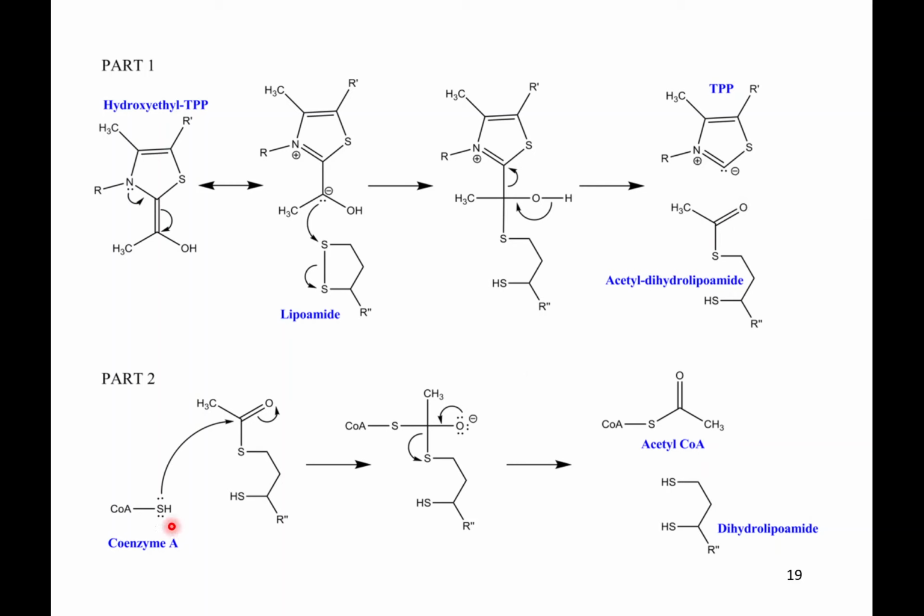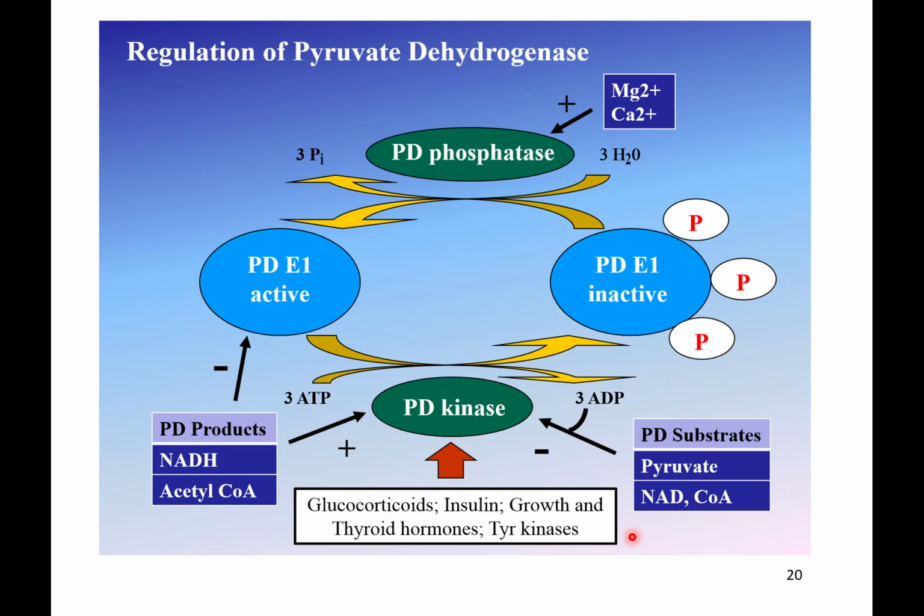Okay. Part 2, you have coenzyme. So this would be in one active site on E2. Then the lipoic acid moves to the other active site. You get coenzyme A coming in, and you get a nucleophilic attack from this sulfhydryl on the carbonyl, and it basically just exchanges it and puts it on acetyl-CoA.